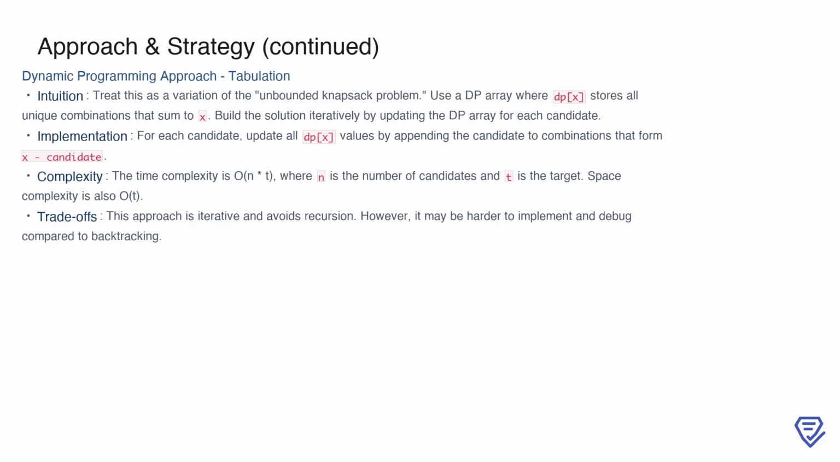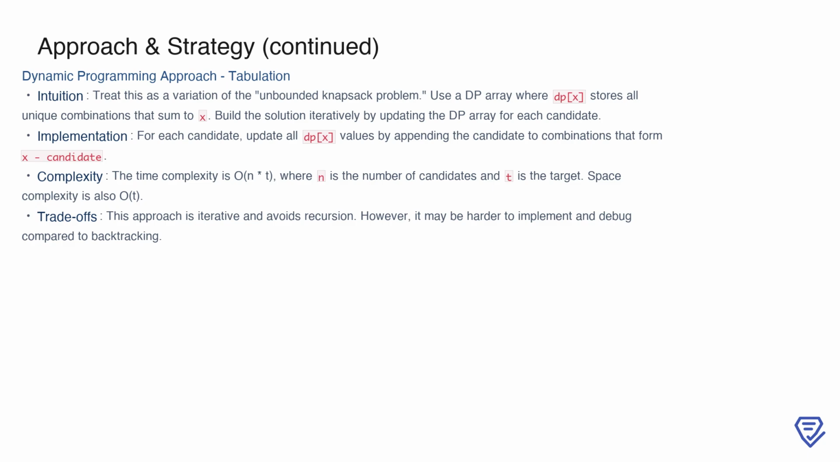An alternative strategy is to use dynamic programming with a tabulation approach. This treats the problem as a variation of the unbounded knapsack problem. Here, we maintain a DP array where each index x represents all unique combinations that sum up to x. The idea is to iteratively build the solution by updating the DP array for every candidate.